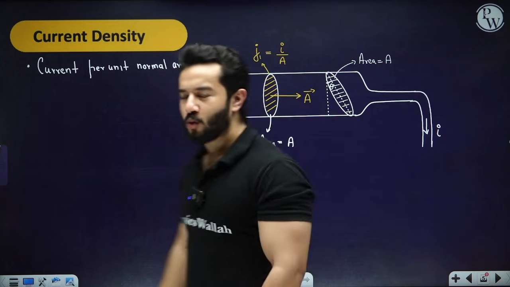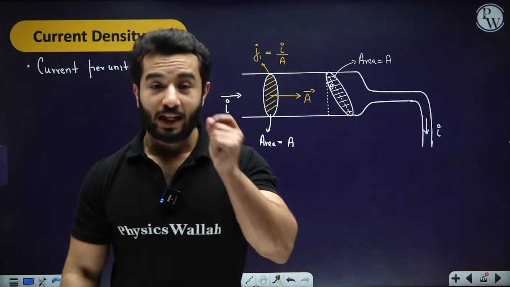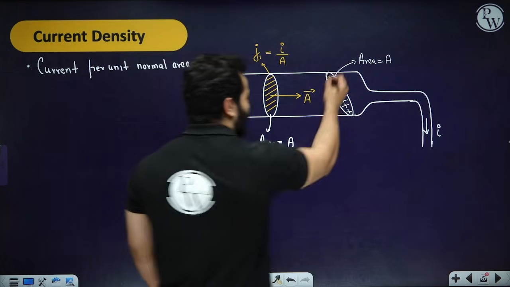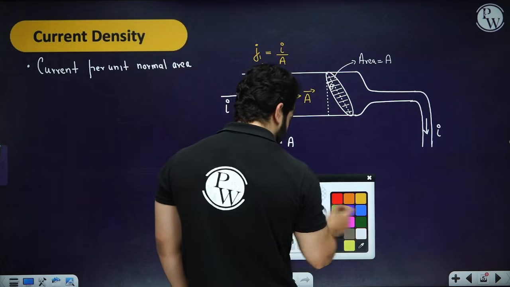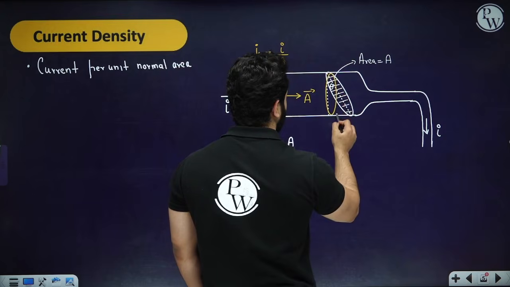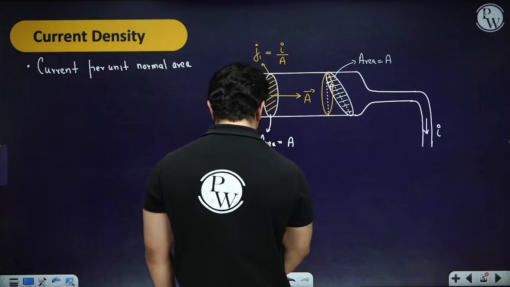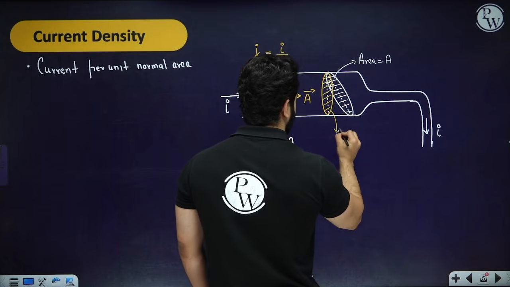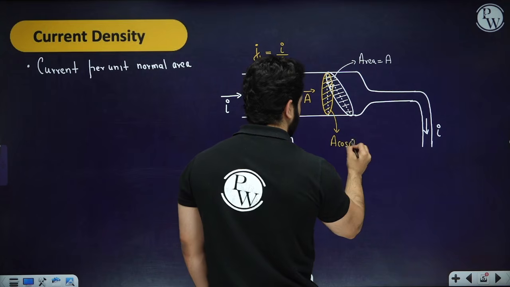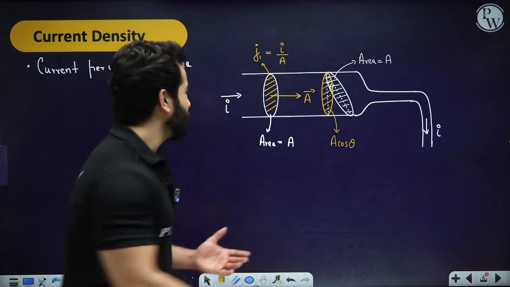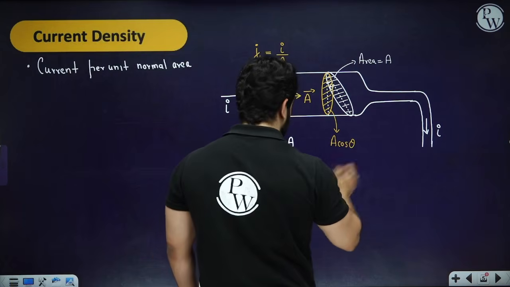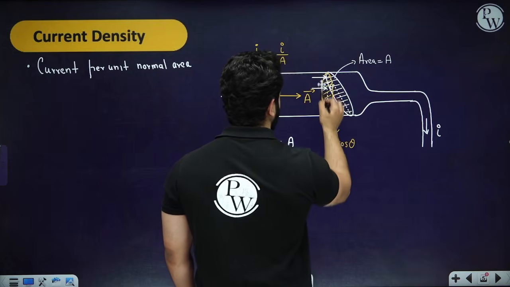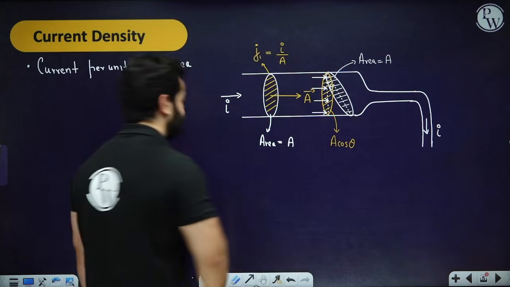Now if I ask you, what is the current per unit normal area? Now the area is not A, the area is going to change. Why? Because now we are going to take the component of this area, and that will become A cos theta. Hopefully you are getting it, right? This is the area through which current is actually passing, something like this. Is it clear?